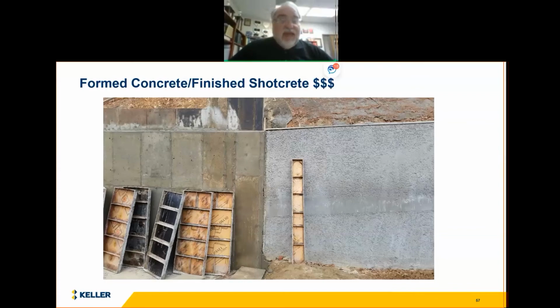Here you see a finished shotcrete. On the left is a cast in place wall that was built on a project. We soil nailed right up to it from the right, and we're able to screed that wall and use concrete finishing techniques to give a smoother wall than that rough bump finish I showed you before.